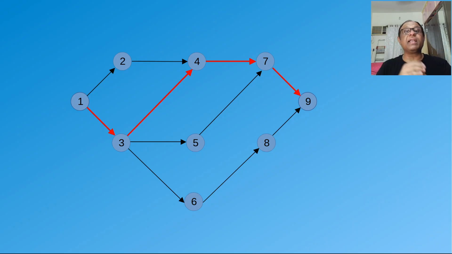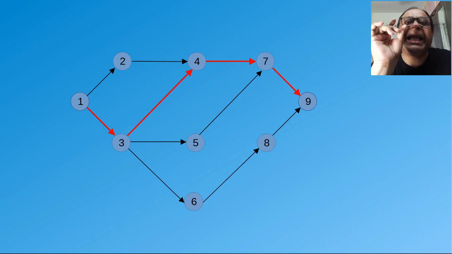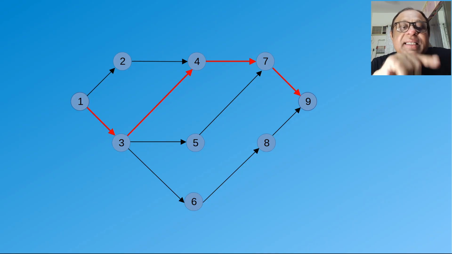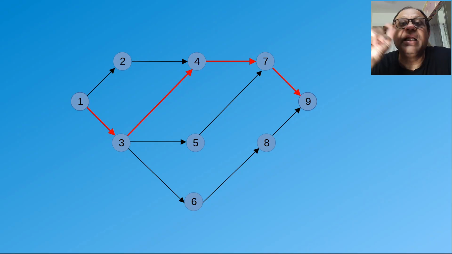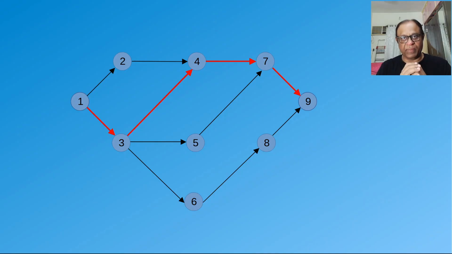Now, these are activities which you cannot delay. If you do not follow the time schedule of these activities, you will end up delaying the project. If there is a delta delay in any of these red arrow activities, that much time of delta, the project will also get delayed. This is what is meant by critical activity. And the critical path, of course, is 1, 3, 4, 7, and 9.